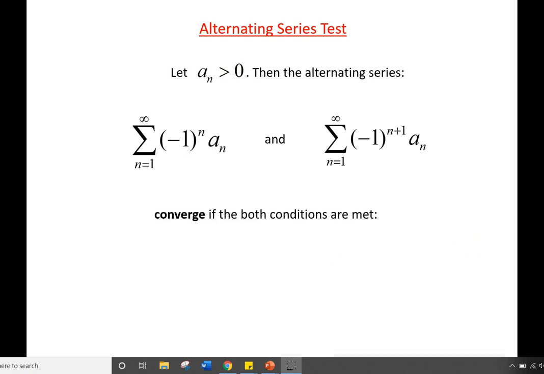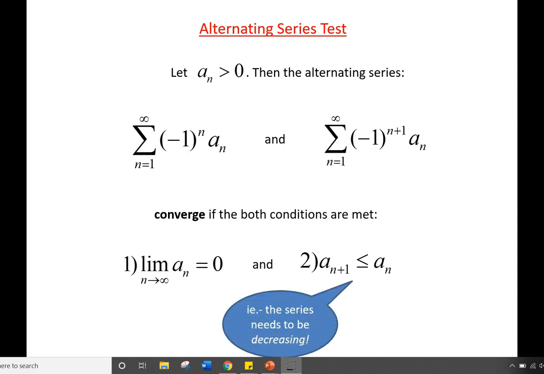The series will converge if two things happen. If you take the limit of a sub n as n goes to infinity and that limit approaches 0, and if the sequence is decreasing. So in other words, the a sub n plus 1th term is always less than the a sub nth term. So the 5th term is less than the 4th term. The 10th term is less than the 9th term. The 1000th term is less than the 999th term, and so forth. So you have to show that it's a sequence that is decreasing the entire time. If those two conditions are met, then that tells us that the series is a converging series. The original alternating series that we dealt with is converging.